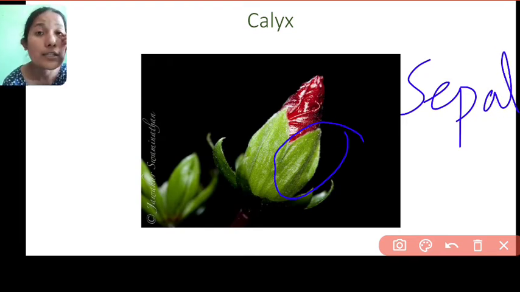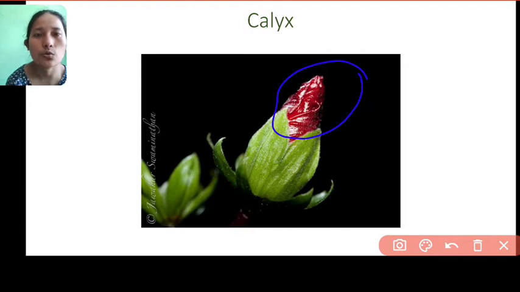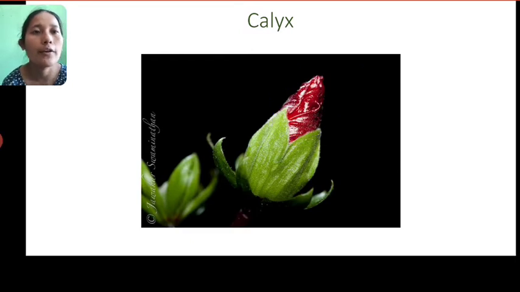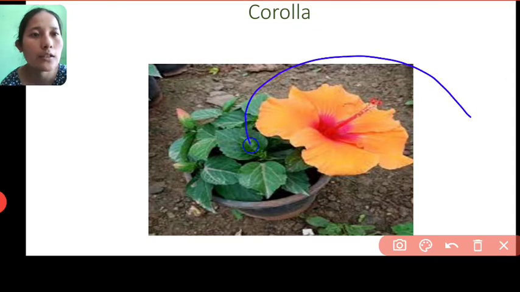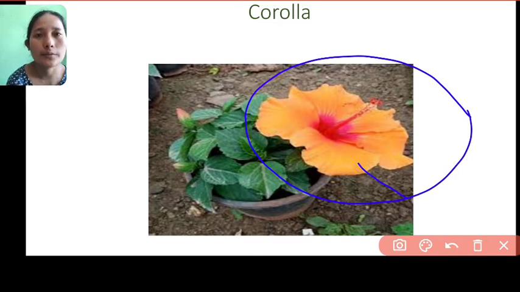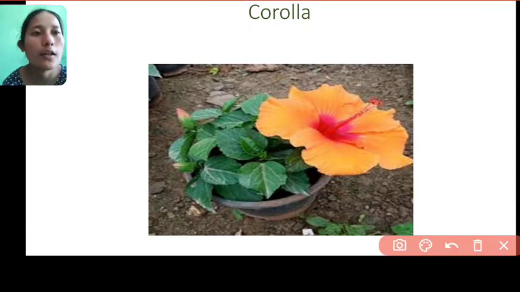Now what is the function of this calyx? You can see this is the hibiscus flower in bud stage, so it protects the flower in its bud stage. Okay, next coming up is the corolla, this bright colored portion of a flower. The bright colored part of a flower is referred to as the corolla. Individually, if you just take a portion of it, it is referred to as a petal.